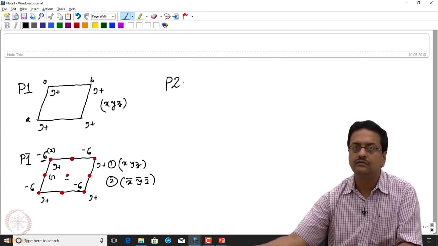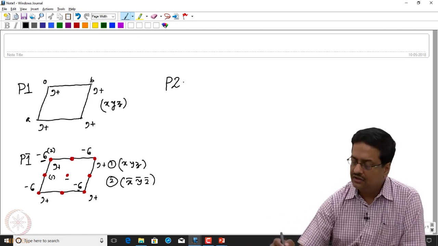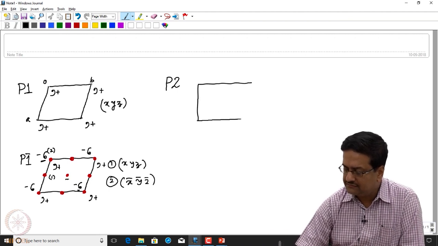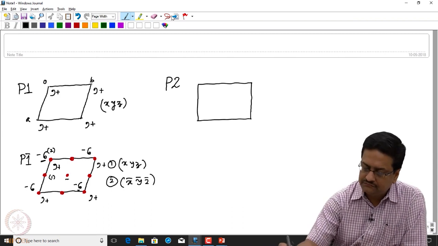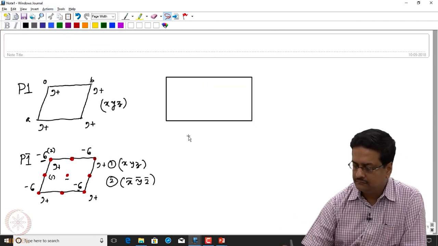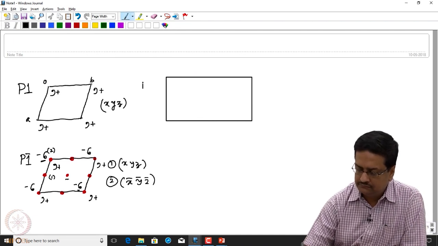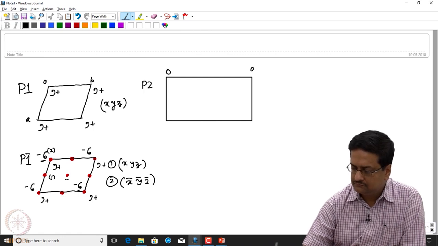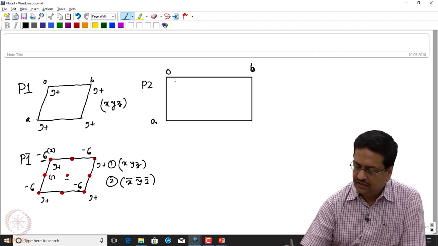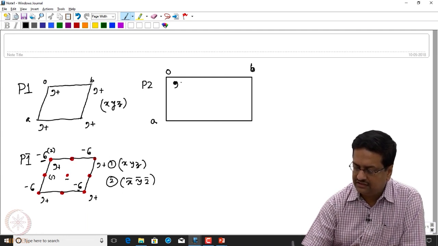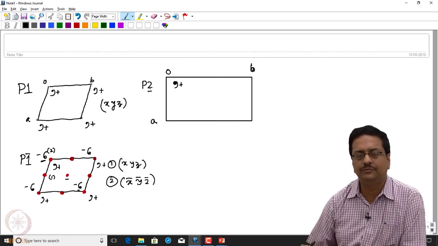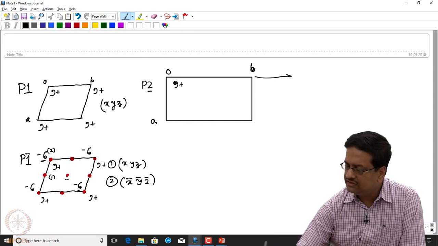In case of P2, it is primitive and it has a twofold axis of rotation, and I am now drawing the AB face as the plane of projection, and I am taking my object inside the unit cell as plus. When I am saying P2, this twofold is along the unique axis B, which means the twofold is here.